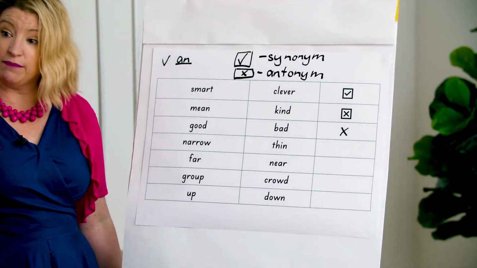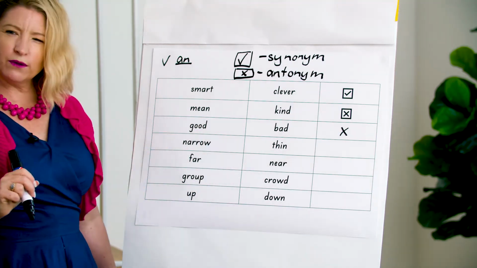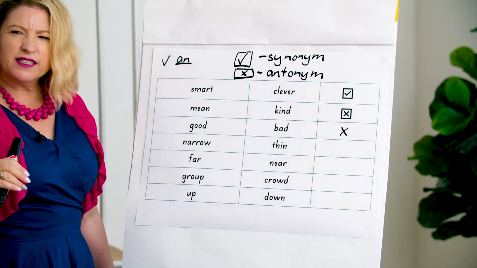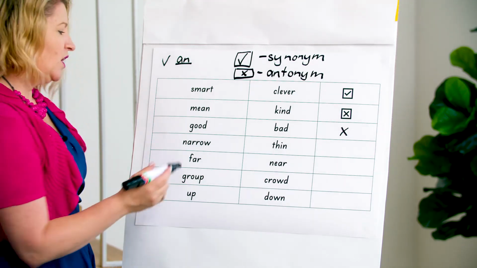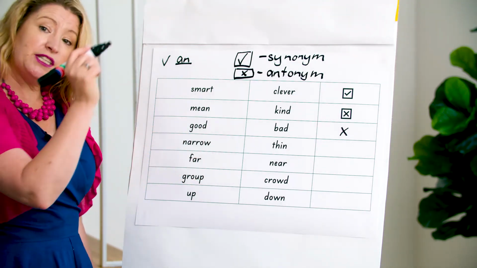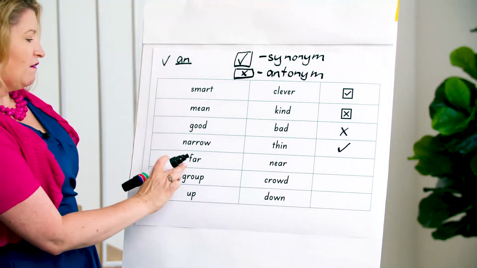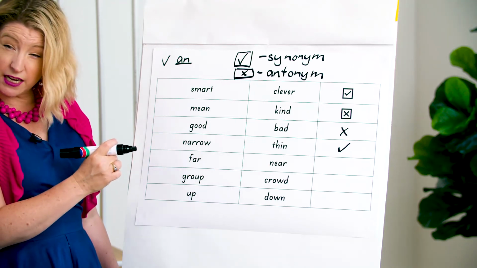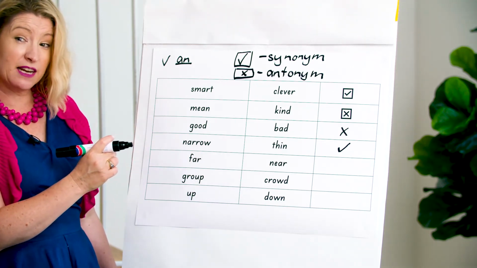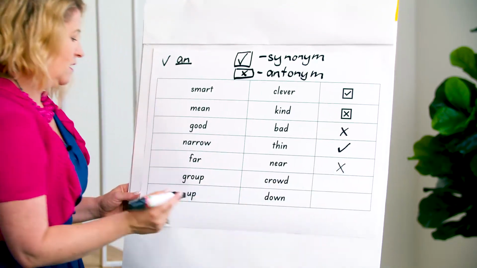They're antonyms. Narrow and thin. Oh, if something's narrow, is it thin? It is. They are synonyms. They mean similar things. So narrow and thin, we're going to put a tick next to that because they are synonyms. Far and near. Do they mean similar things? Are they synonyms? Or do they mean opposites? Are they antonyms? They're antonyms. Should have a cross next to those ones.